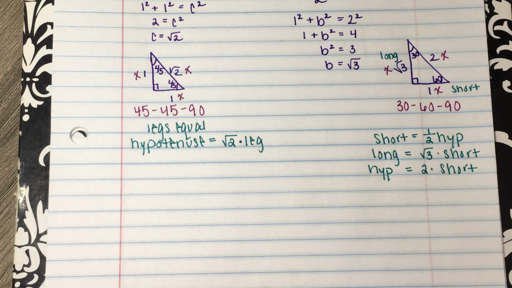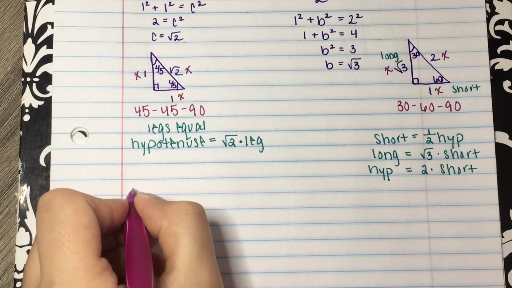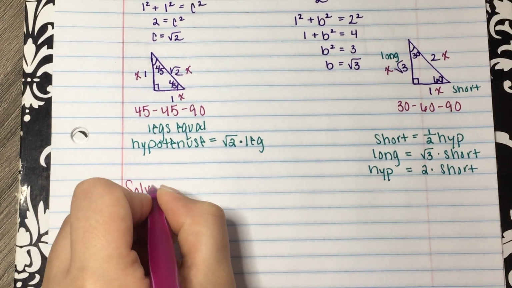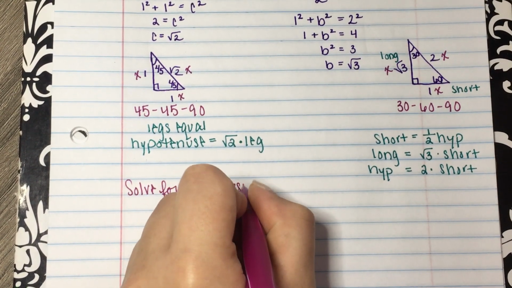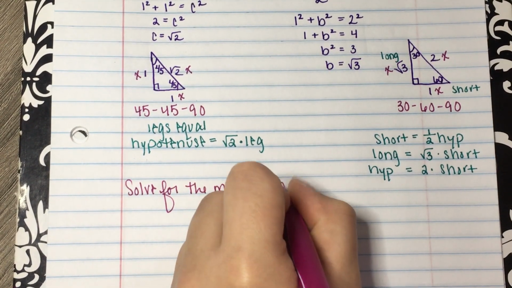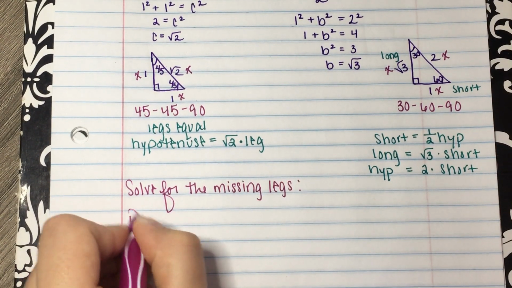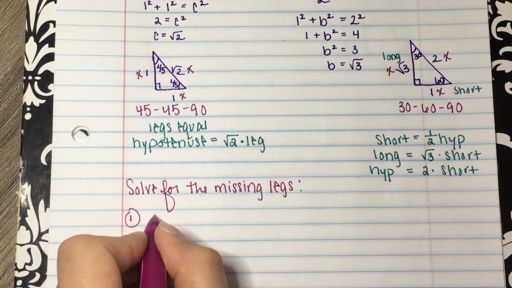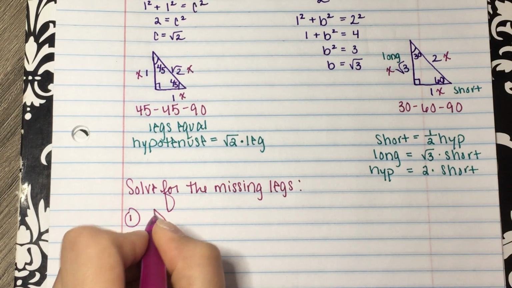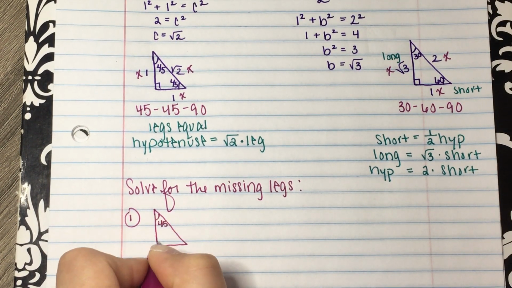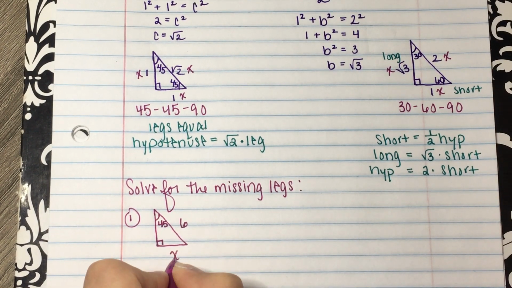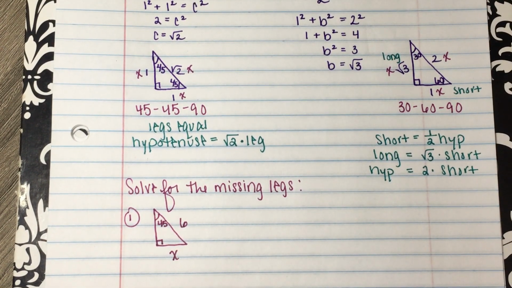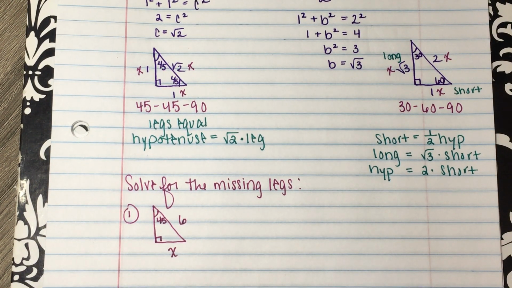We're going to take a look at some example problems. Our directions are going to be: solve for the missing legs. And here we are, number 1. Number 1 is a 45, 45, 90 triangle. All I have to do is put in the right angle and the 45. I don't have to label the other angle because we should know that a triangle is 180 degrees. And we're solving for x.